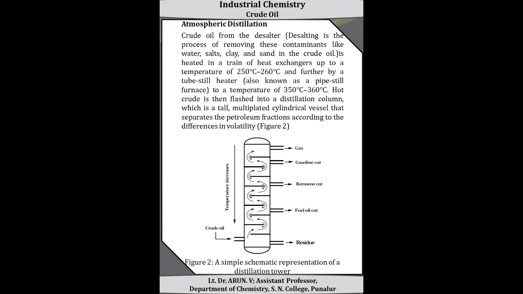Then we get a hot crude, and this hot crude is flashed into a distillation column, which is a tall multi-plated cylindrical vessel that separates the petroleum fractions or crude oil fractions according to the difference in their volatility. This figure shows a simple schematic representation of a distillation tower.